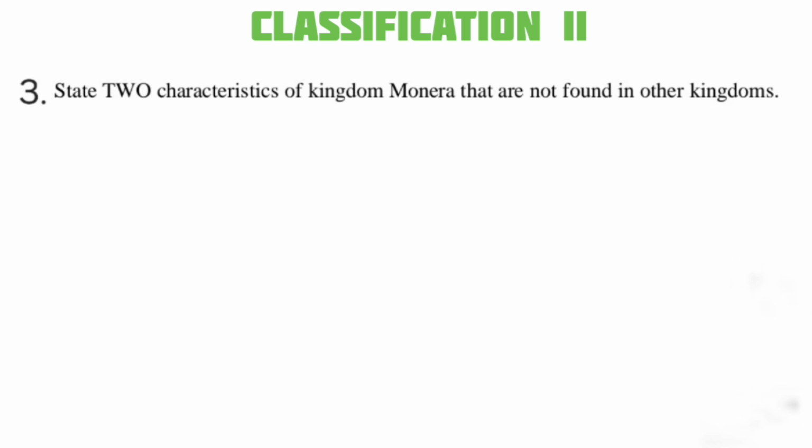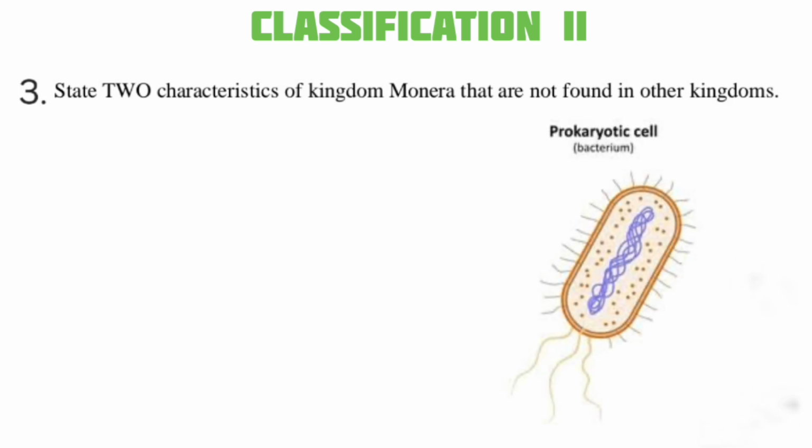question 3. State 2 characteristics of kingdom Monera that are not found in other kingdoms. Now, when we talk about characteristics that are found in the different kingdoms, sometimes there might be an overlap. You might have one characteristic of organisms found in one kingdom that is also present in another. This question specifically tells us to only focus on characteristics that are unique to kingdom Monera, to bacteria, okay?